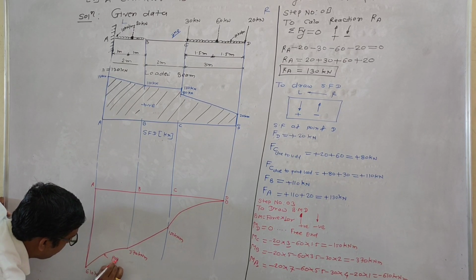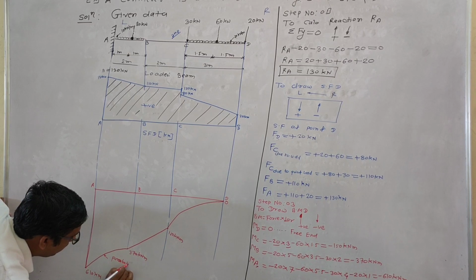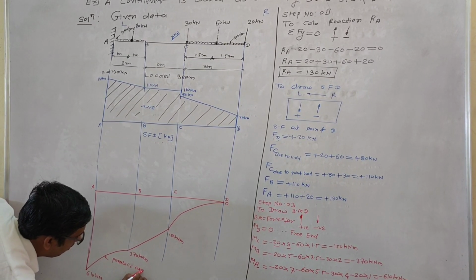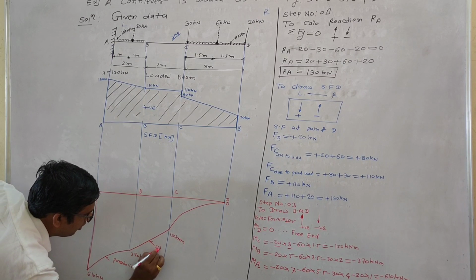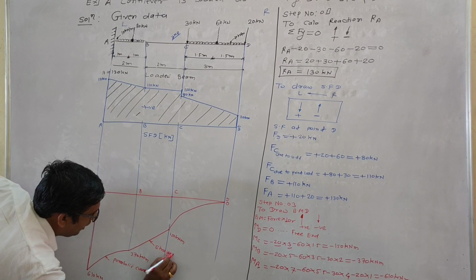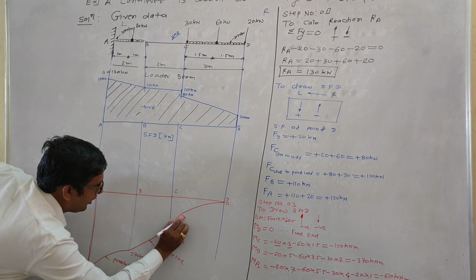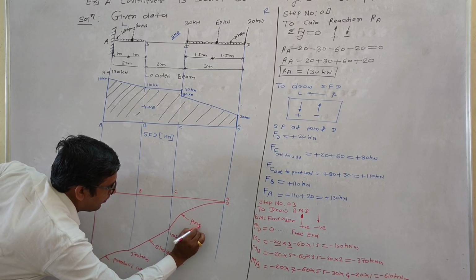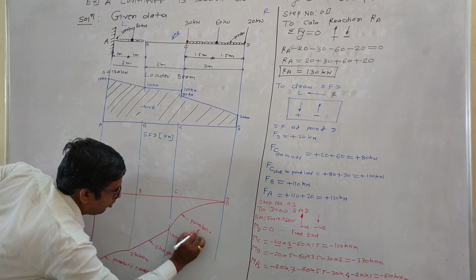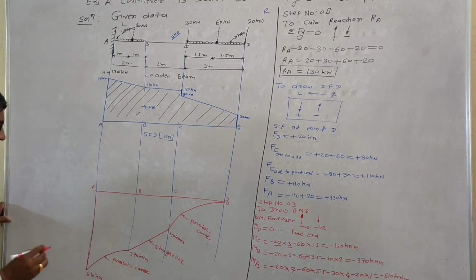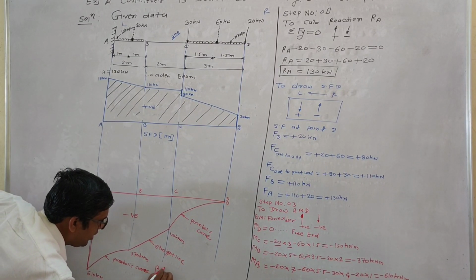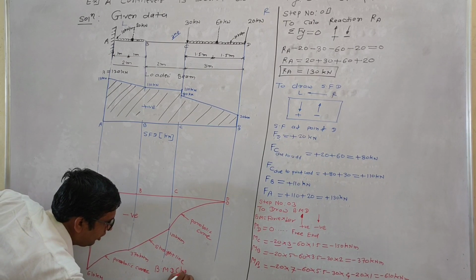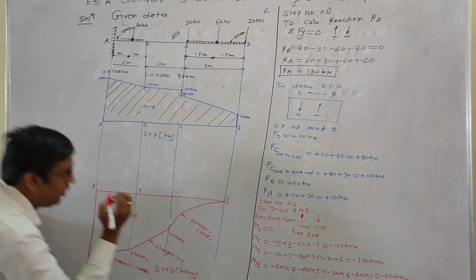This is a parabolic curve. This is your straight line. Again this is a parabolic curve. Okay, and this is your negative BMD, and this bending moment is in kilonewton meter.